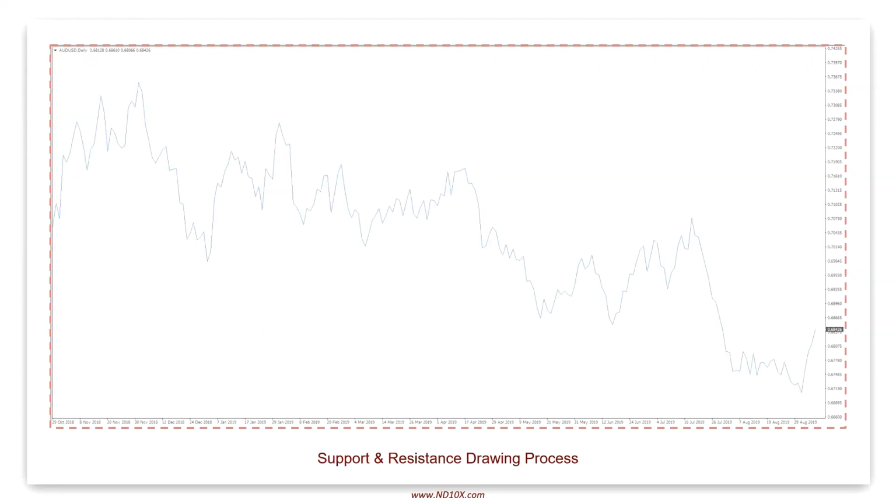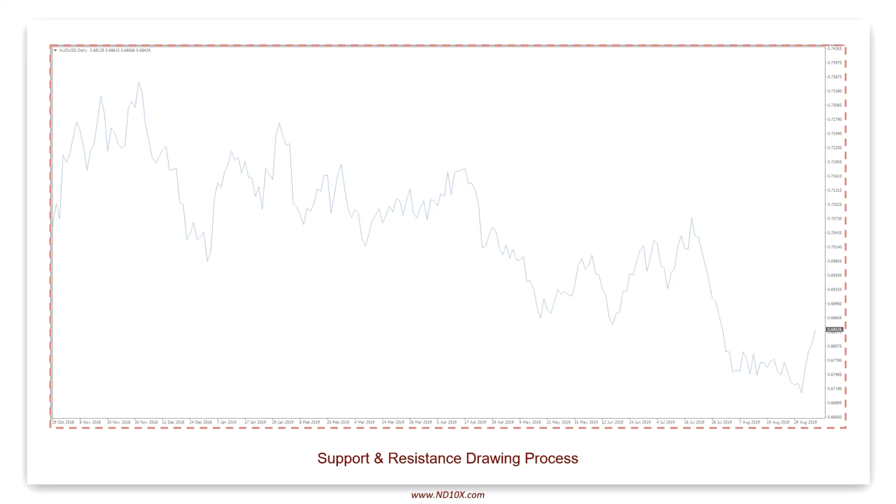So if we use the Aussie dollar for example, you're always going to start from the higher time frame. I like to stick with the daily time frame, but if you're a swing trader, you can start your support and resistance searching from a weekly or even a monthly chart.